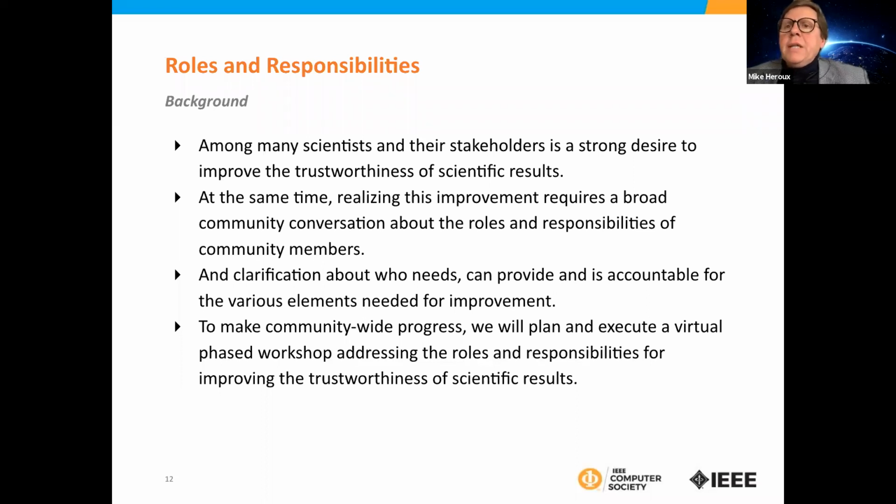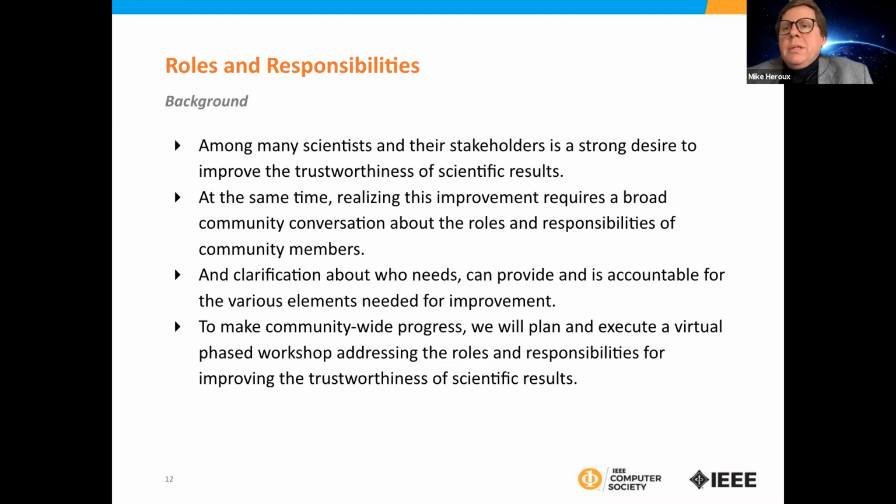So I'm going to talk about a workshop that we're planning, that's meant to foster discussion among all stakeholders, eventually to improve the trustworthiness of computational scientific results. There's a strong desire, of course, it's a noble thing to have trustworthy results. At the same time, realizing these improvements requires a broad community conversation about the roles and responsibilities, authority, accountability. One of the policies that Lorena mentioned, 6.6, talks about how there are many stakeholders who have a role, including universities, professional science societies, and so on. But understanding those roles can be very difficult.